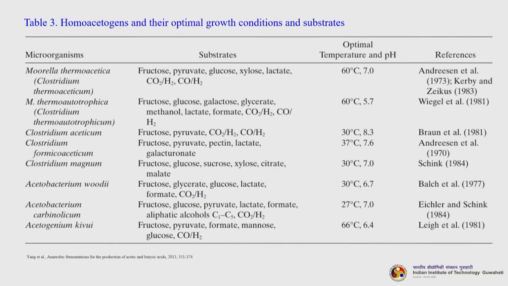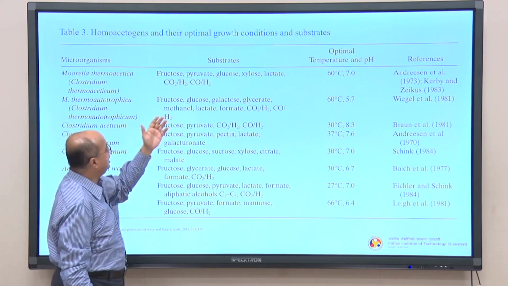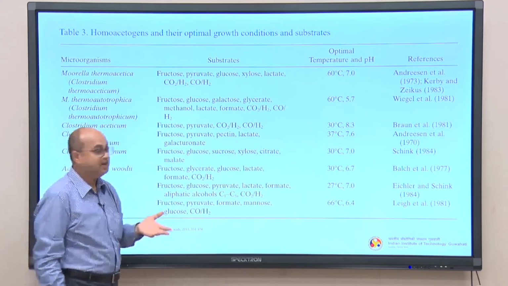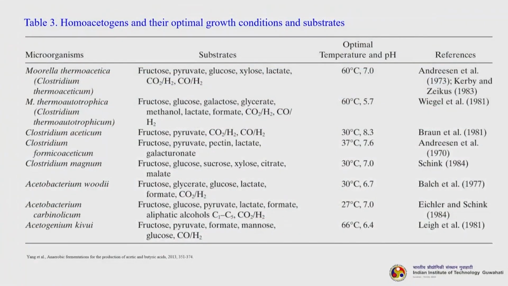Table 3 lists the different types of homoacetogens, their optimal growth conditions and the respective substrates they can degrade to produce acetic acid. We will go through one or two. Clostridium thermoaceticum can degrade fructose, pyruvate, glucose, xylose, lactate, carbon dioxide and hydrogen, even carbon dioxide and hydrogen. The optimal conditions are around 60 degrees centigrade and pH 7.